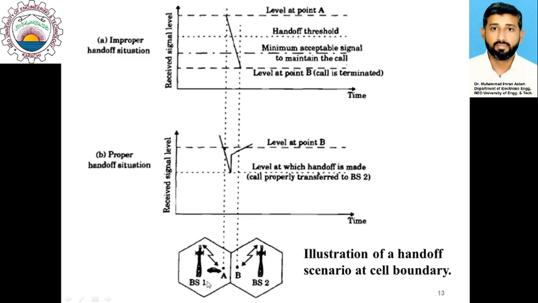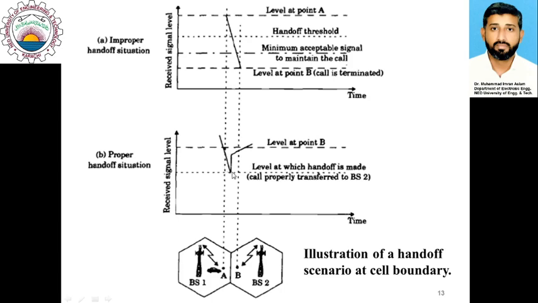As the mobile user crosses point A, the signal level is at this point, and as it goes towards base station number 2, the signal power level goes down and down, and when the handoff threshold is achieved, the base station initiates the handoff request, and after processing, the base station would hand off the communication to base station number 2.